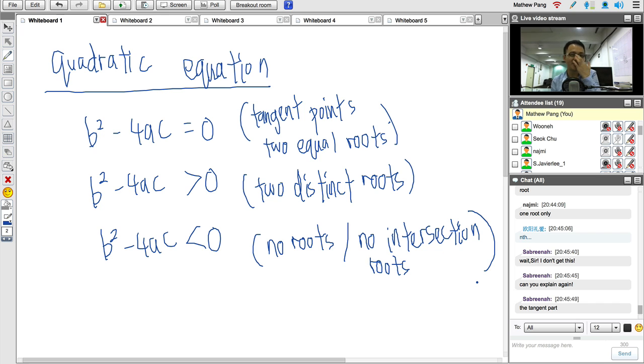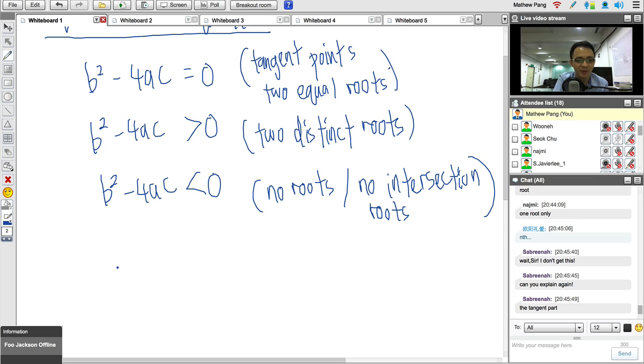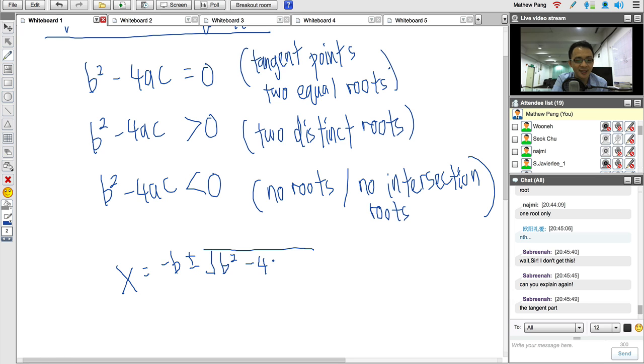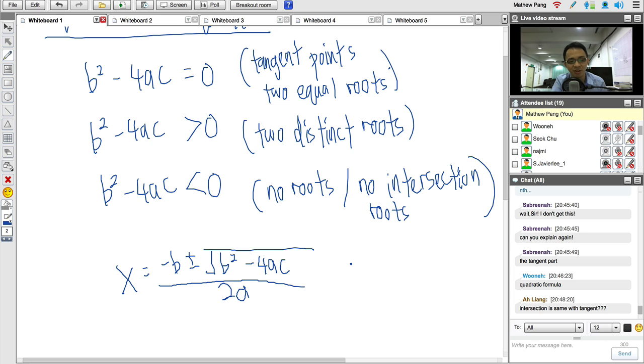Alright, since today we have a little bit of time, maybe I can tell you why all this happens. I believe all of you have learned this formula, right? x equals negative b plus minus square root of b squared minus 4ac, divided by 2a. This is the quadratic formula. Try to imagine, because here you have plus minus, right? Inside, b squared minus 4ac is bigger than 0. Bigger than 0, it can be anything.